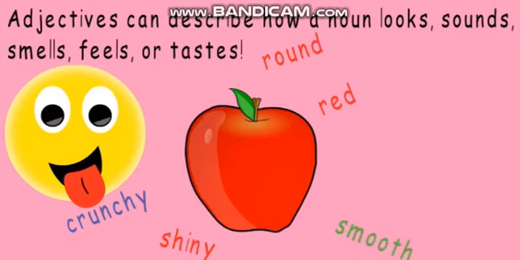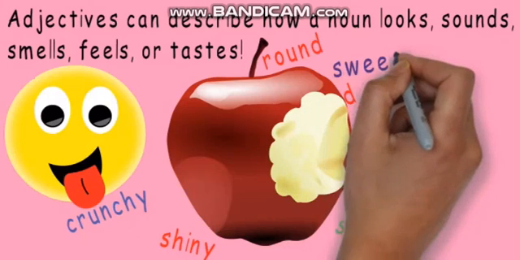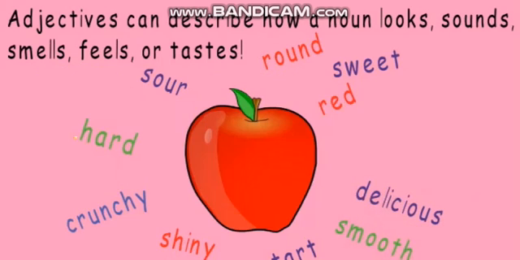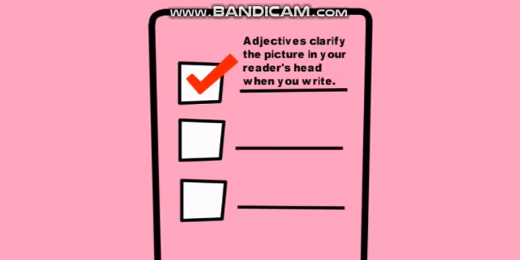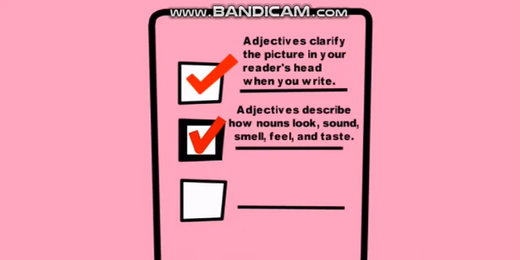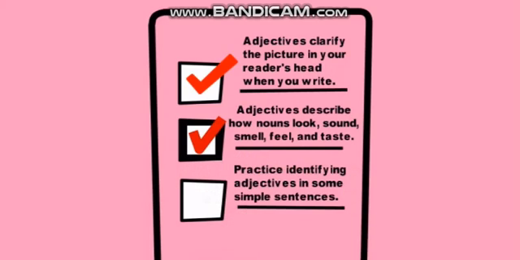And best of all, how does an apple taste? Well, some apples are sweet, some apples are tart or sour, but if you're like me, all apples are delicious. Look at all of these adjectives we have to describe an apple. Using our senses can help us describe and use adjectives. Now that you understand how adjectives clarify the picture in your reader's head when you write, and you know adjectives describe how nouns look, sound, smell, feel, and taste, let's practice identifying adjectives in some simple sentences.